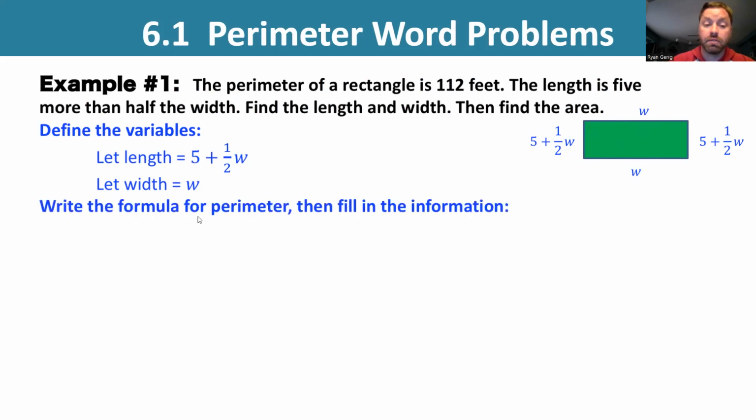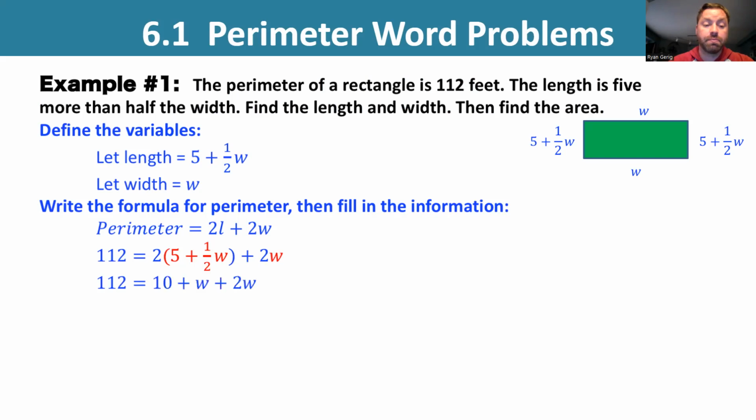Now what I can do is I can take the formula for the perimeter, which was 2L plus 2W, and fill in the information. Well, I know the perimeter is 112, so I'm going to replace the perimeter with 112. 2, we know that there's 2 lengths, but instead of L, I'm going to put the 5 plus 1/2 W. Plus 2, we're leaving the width as W, so it's just going to stay W. Now we are solving an equation. Distribute the 2. You get 2 times 5 is 10. 2 times 1/2 W is W, plus the 2W at the end. W plus 2W, we're going to combine like terms to get 3W. Subtract the 10 to get 102. Divide by 3, and I get W is 34.